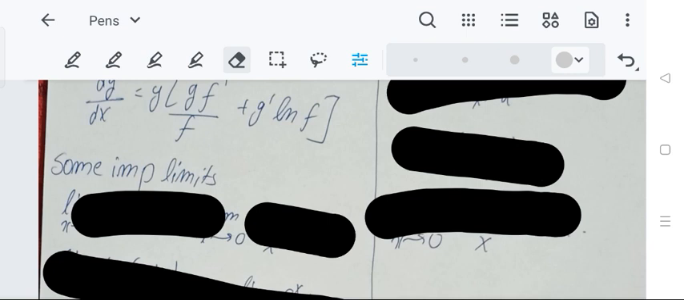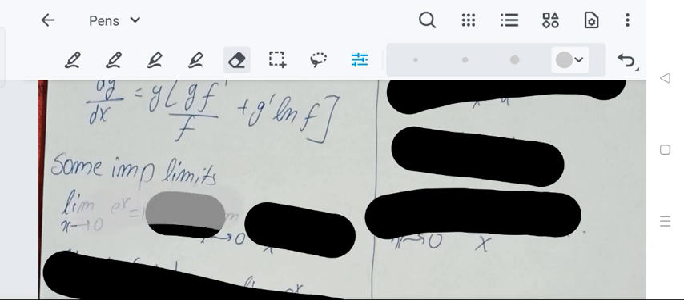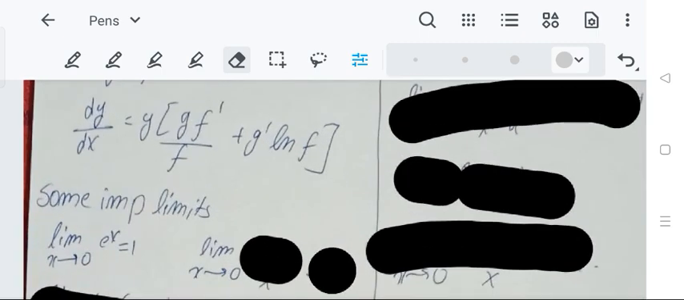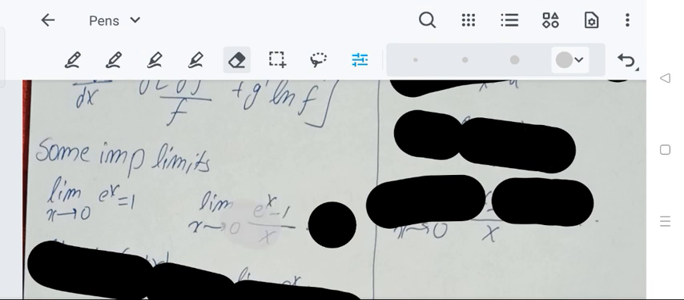Now the next important thing, after differentiation, is limits, continuity, differentiability. It is the next chapter after differentiation, integration. So some important points: limit, if x tends to 0, then limit of e raised to the power x is 1. If x tends to 0, then limit of e raised to the power x minus 1 divided by x is 1.